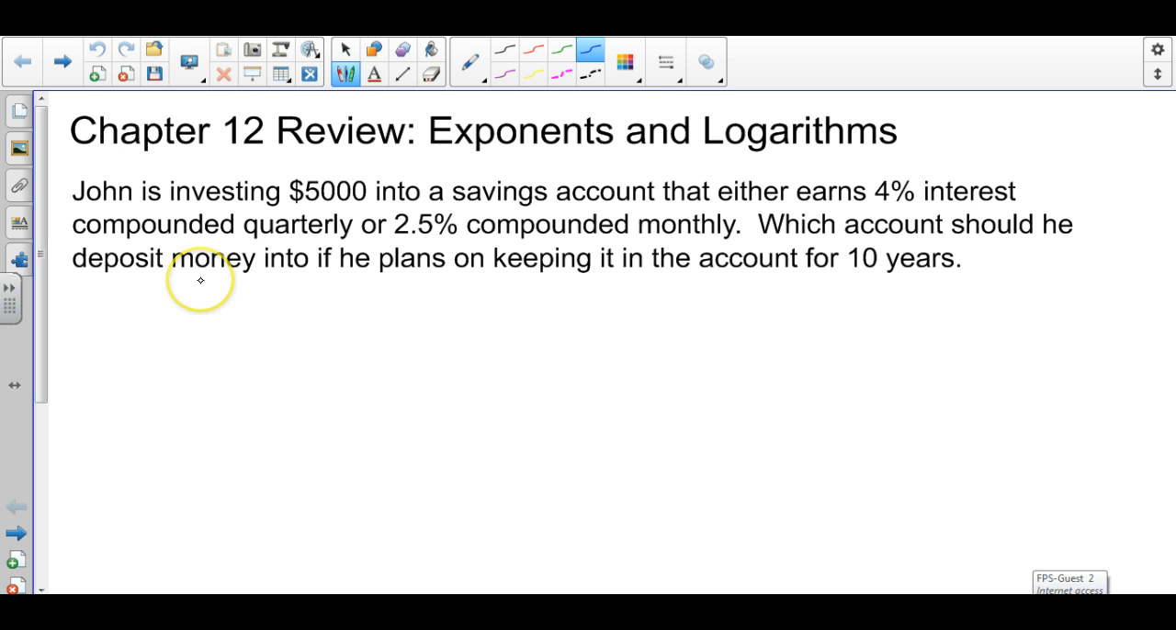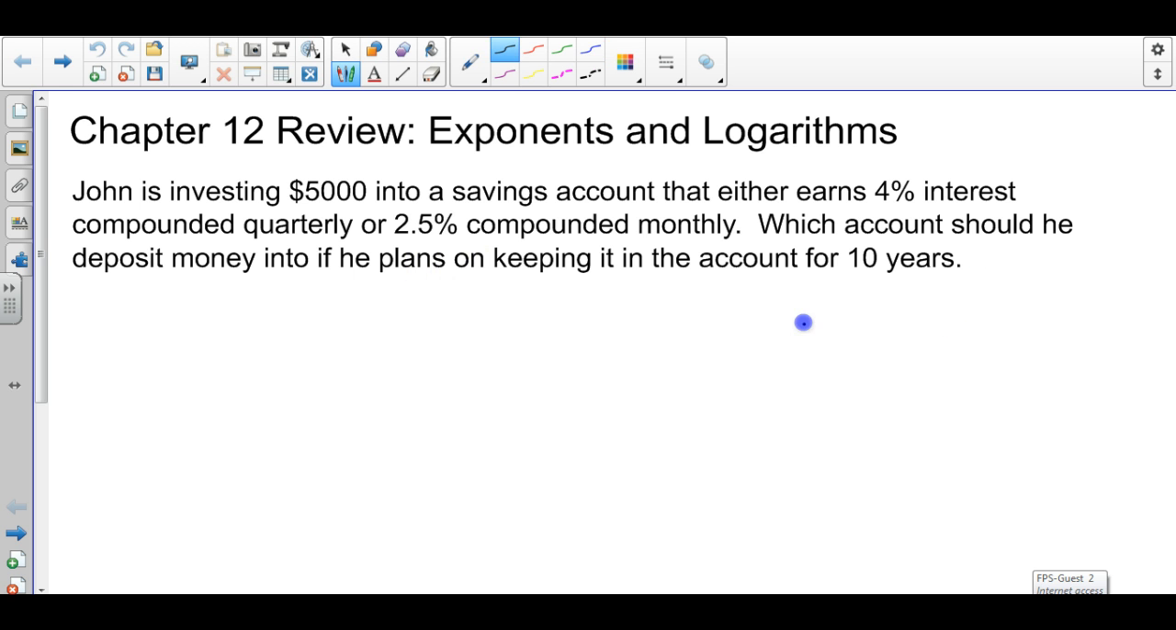So John is investing $5,000 into a savings account that either earns 4% interest compounded quarterly or 2.5% interest compounded monthly. So hopefully you remember, generally the more we compound something, the more interest is accruing over time, which just means that you're earning more interest. So notice the one that is 4%, quarterly means 4 times a year. The monthly one, it's a lower interest rate, but it's being compounded 12 times in a year. So we're going to figure out which account would be more wise for him to use.